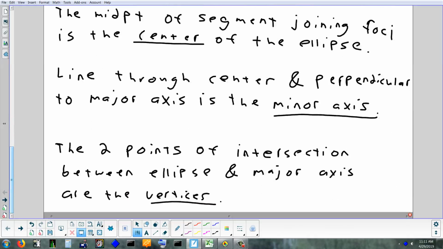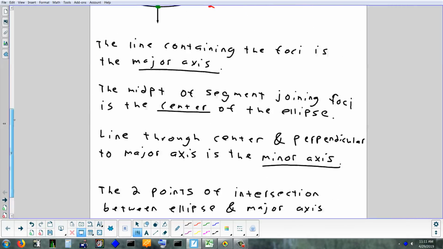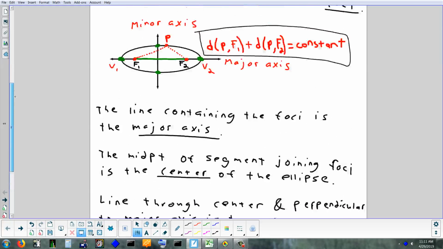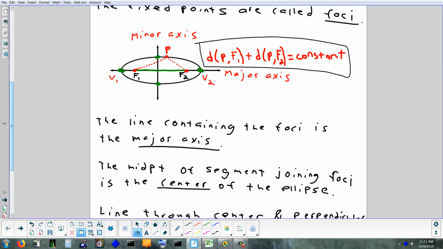So any questions, or anyone need me to scroll up so you can copy down any of the terms? More than those? No, like the picture. The picture? Yeah. So F1 and F2 are focus 1, focus 2. V1, V2, vertex 1, vertex 2. And P is just a random point anywhere on the perimeter of the ellipse.